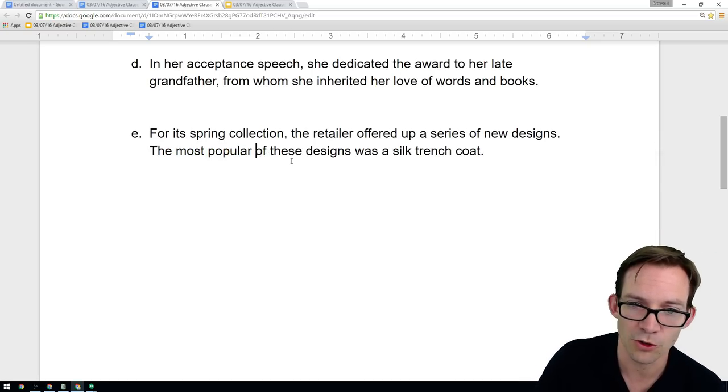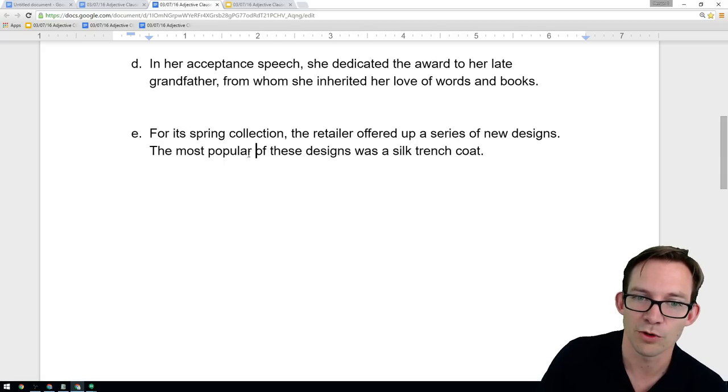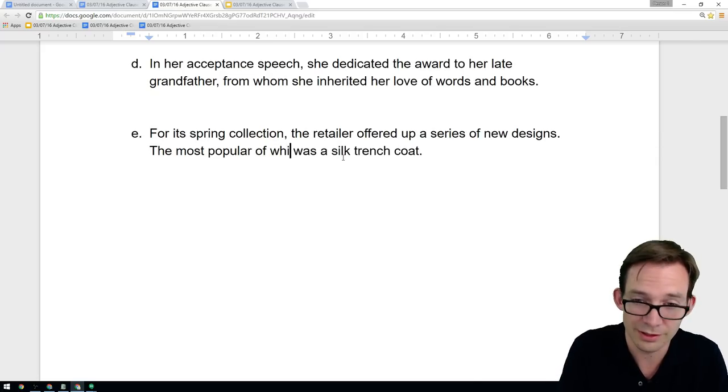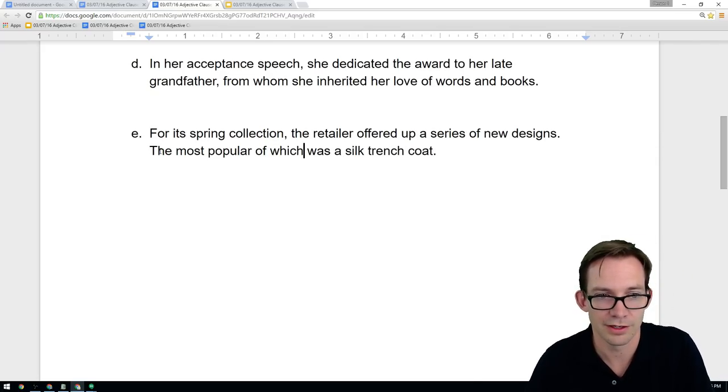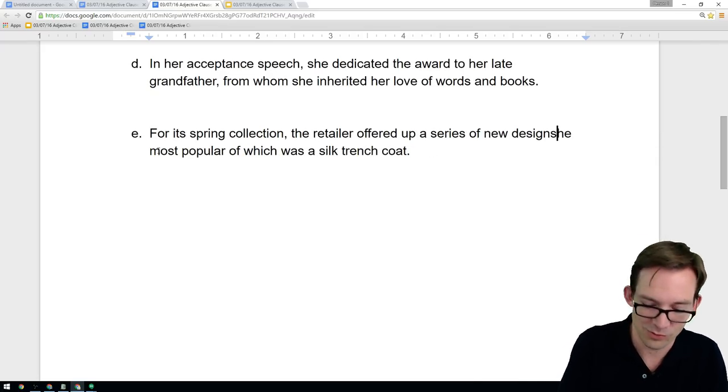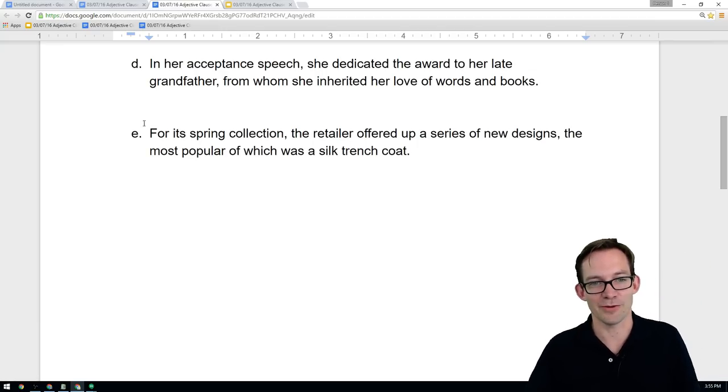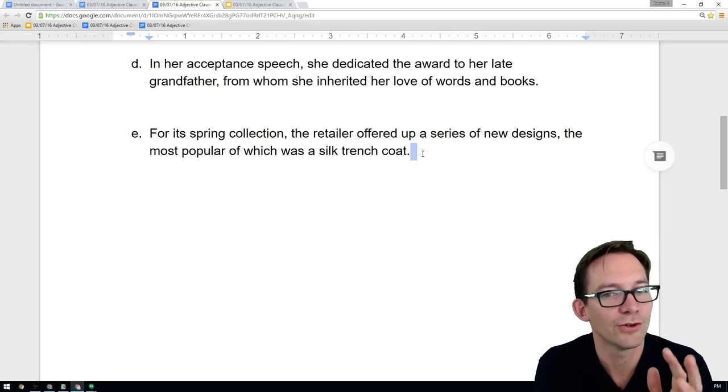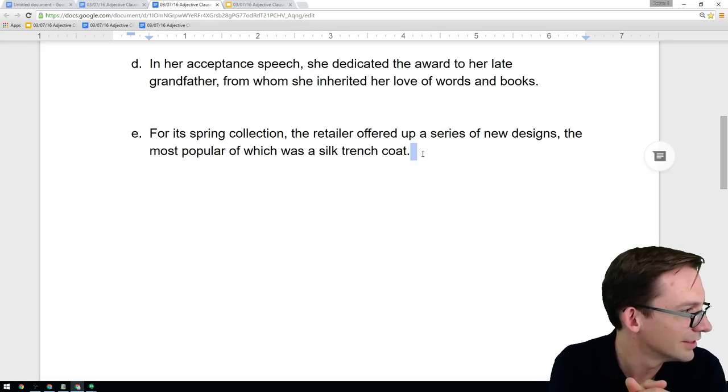So in this case, let's go backwards now. The most popular of these designs, we can say, which. And go back, put a comma there, and now we've got that sentence, okay? Designs, the most popular of which was a silk trench coat.